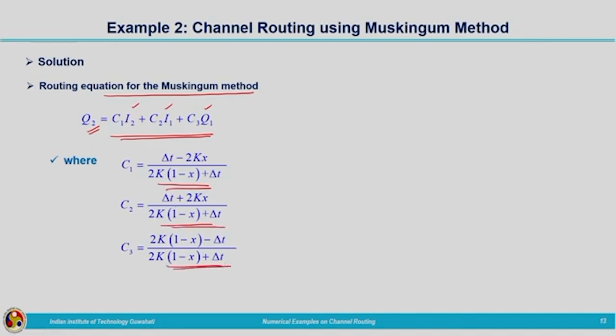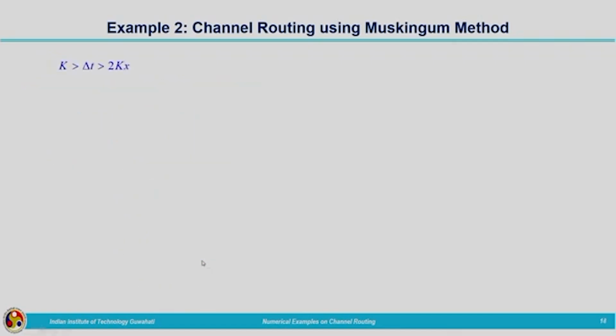Now we need to compute these values corresponding to k, x and delta t. K and x are given to us, delta t is also given to us. Before making use of that delta t value, we can check whether it satisfies the condition corresponding to delta t. The condition is that delta t should be between k and 2kx, that is k greater than delta t greater than 2kx. K value we know, x value we know. So, we need to make this check.